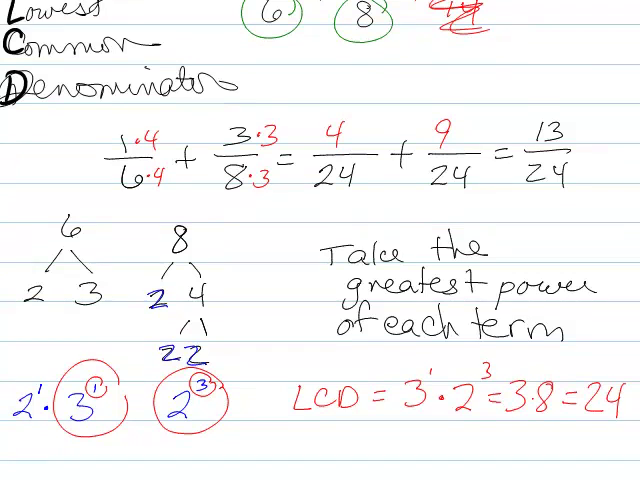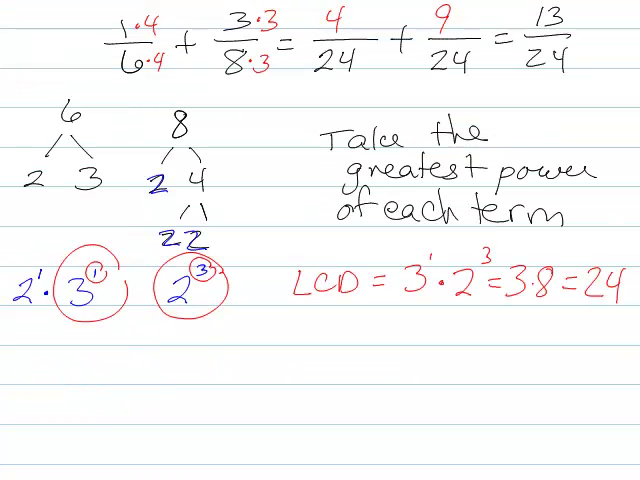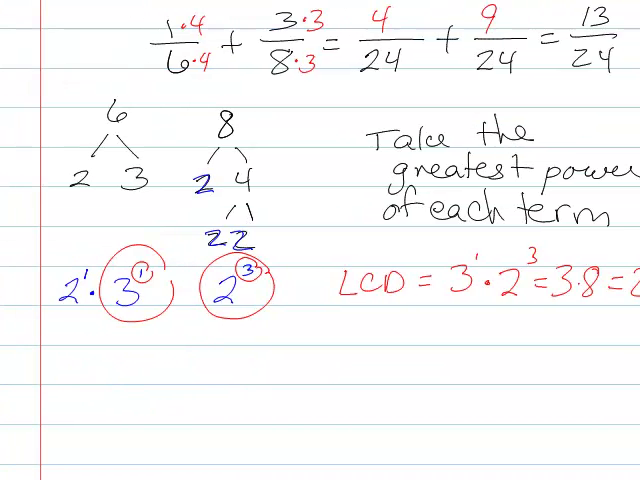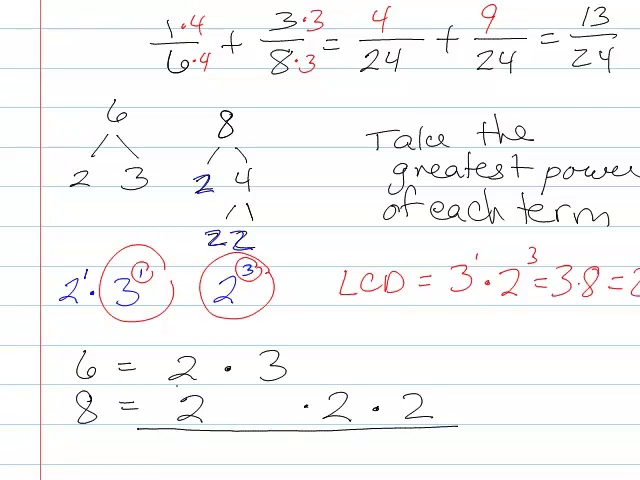Another way to do it, if you want to think about it this way, is I can rewrite my factors. So 6 is 2 times 3. 8 is 2 times 2 times 2. And the idea is I'm going to line everything up. I line up my 2's. I didn't have any 3's, so there's nothing to line up there, and I had some extra 2's I had to throw off to the side.